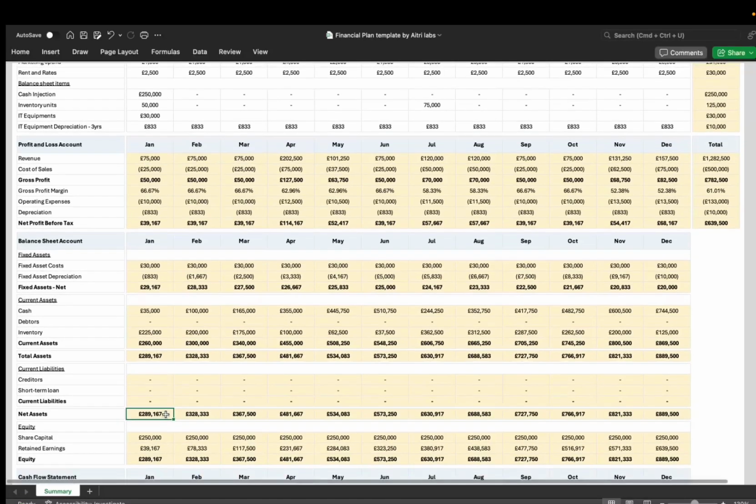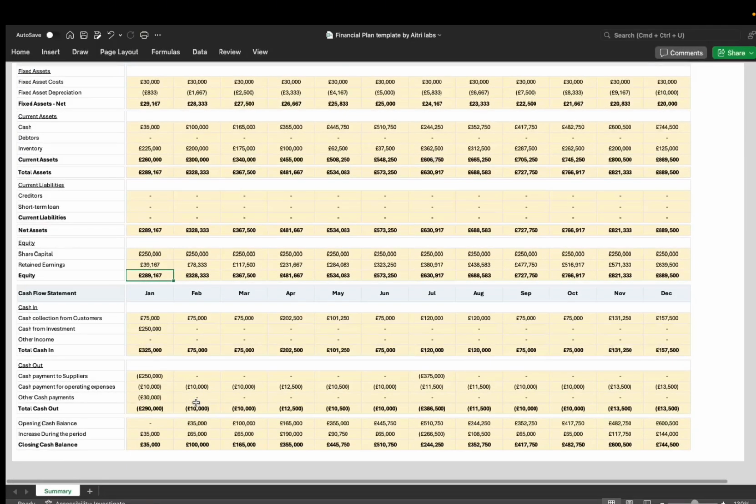Next is your equity. So the cash injection of 250k is recorded as share capital. If this was taken out as a loan, that would be sat in liabilities. Because this was cash injected into the business, it's sat in share capital. And then next is retained earnings, and this is basically your net profit from the P&L. And then you sum that up, that gives you your total equity. Most importantly, you need to make sure your balance sheet balances. Mine always balances, as you can see, it's the same set of figures.